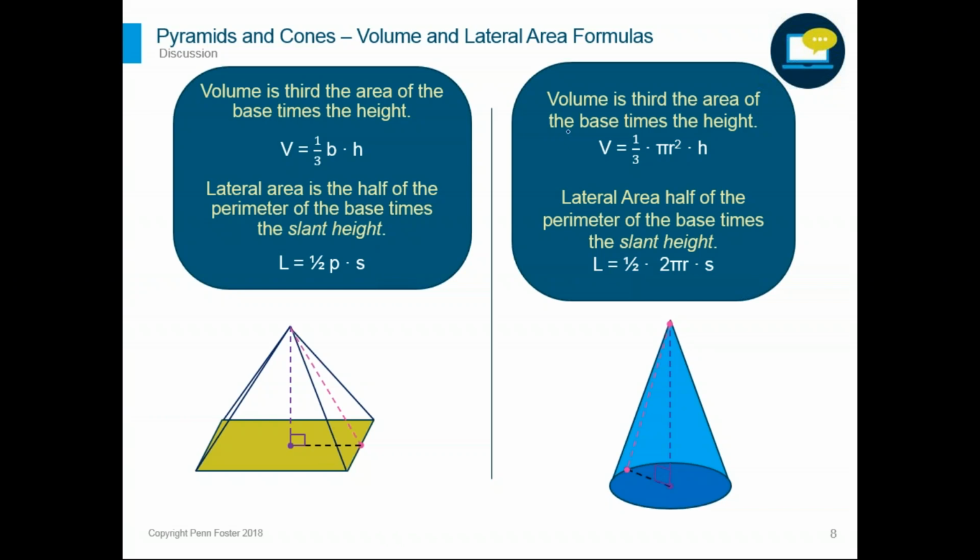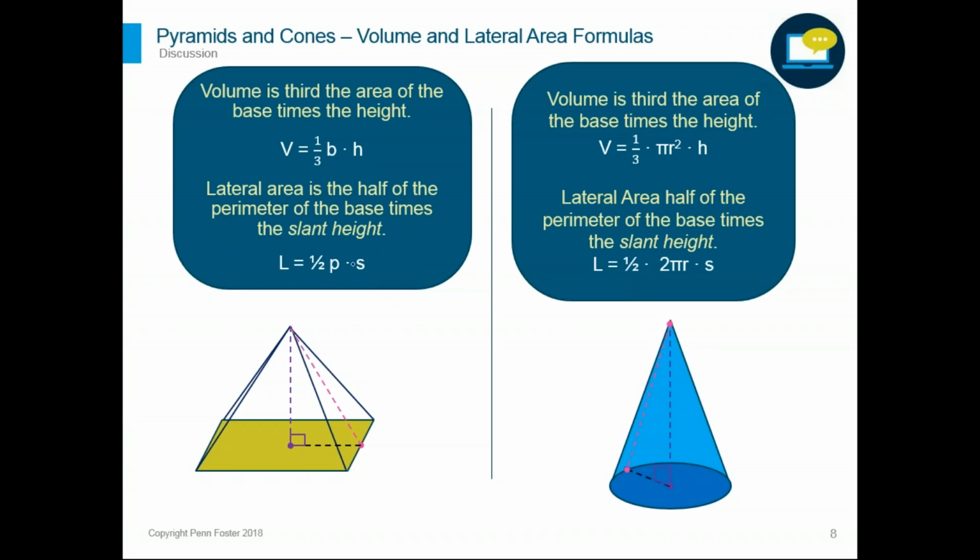The only difference is that with the base in the pyramid, we are going to multiply the length times the width. For the base of the cone, because it's a circle, we're not going to do the length times width. We're going to do pi r squared to find the area, and then times height, and that is a third of all of these values. So it's the same formula, just a different way to get the area of the bases.